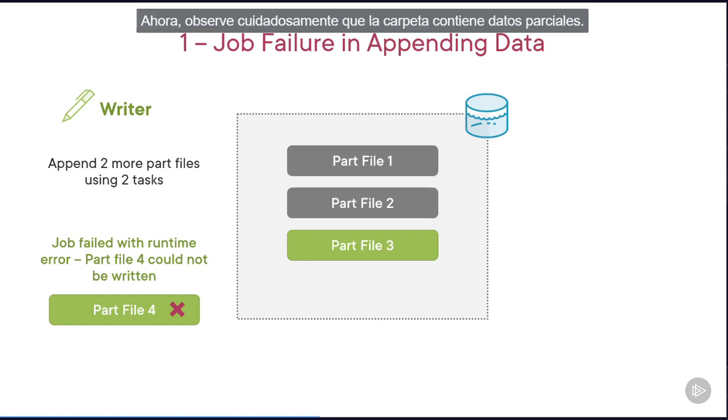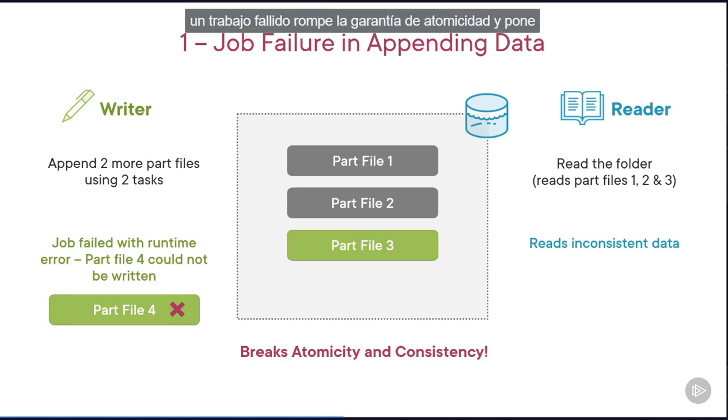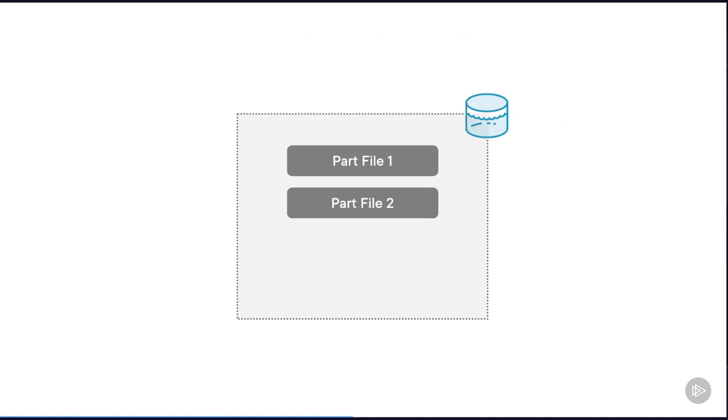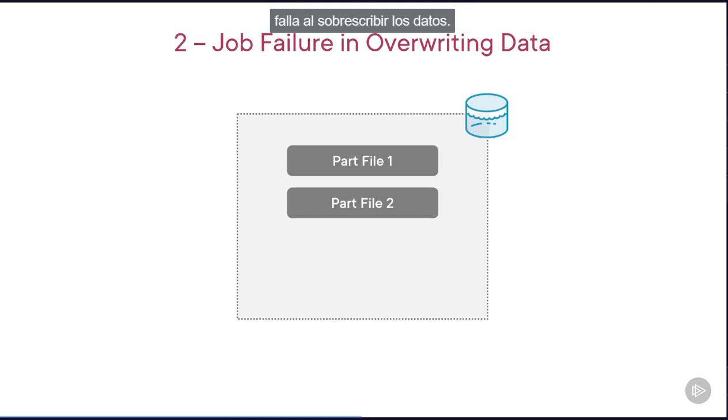Now carefully notice that the folder contains partial data. On the other hand, say a reader wants to read the data in the sales folder. So it will read part files 1, 2 and 3, and this means it's reading partial or inconsistent data. So a failed job breaks the atomicity guarantee and puts the data in an inconsistent state. Make sense?